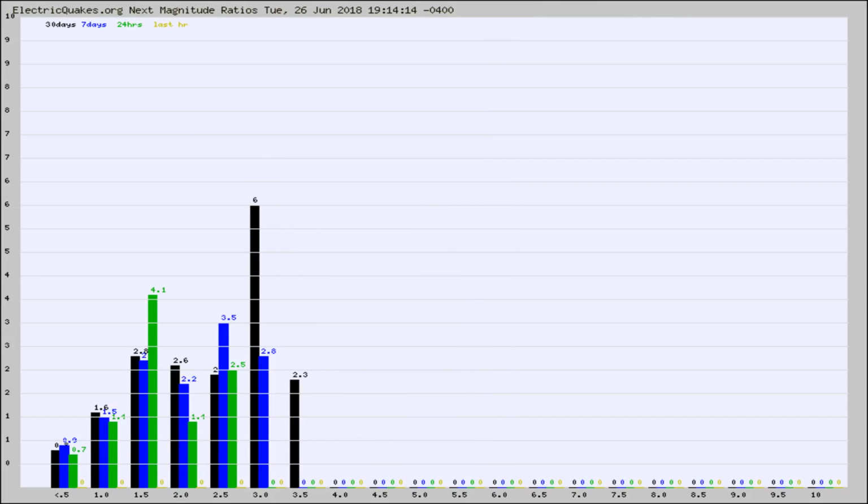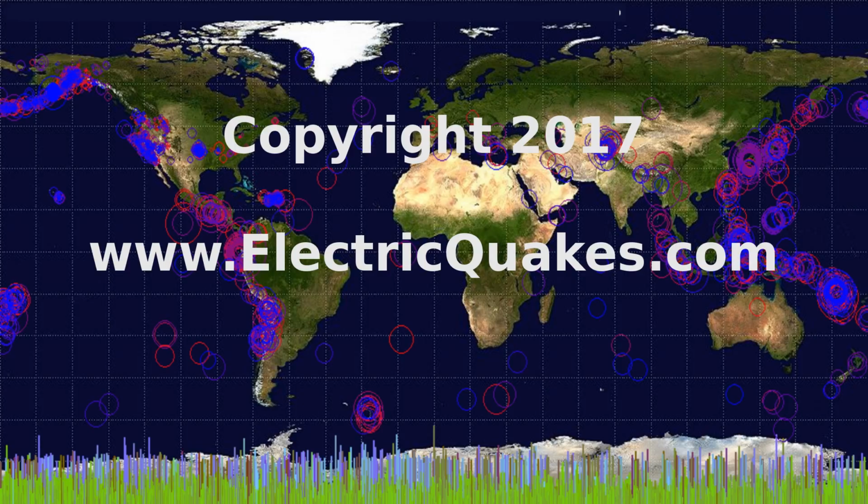And now you're seeing the same thing for just the subset area in California. Again, the black column is 30 days, blue is 7, green is 24 hours, and gold is in the last hour. Any ratios out of whack will show up as a red column and may indicate a new earthquake might occur at the higher next magnitude. Well, that's the earthquake report.